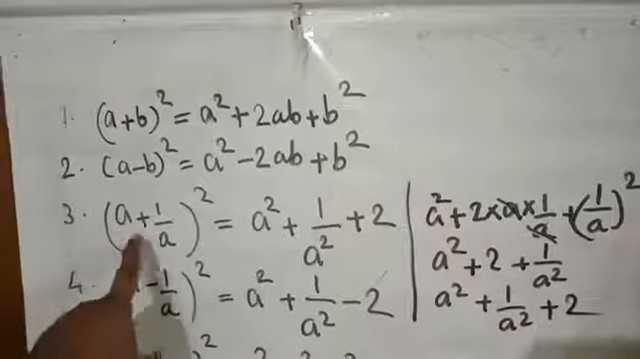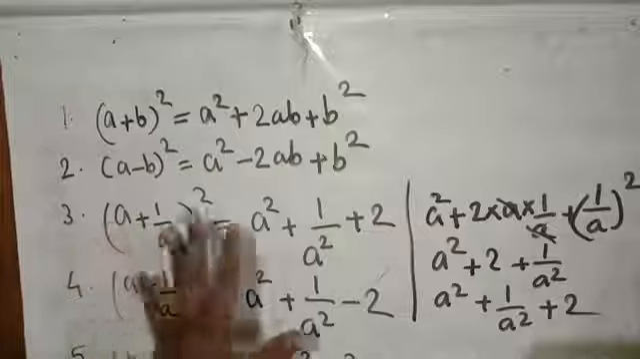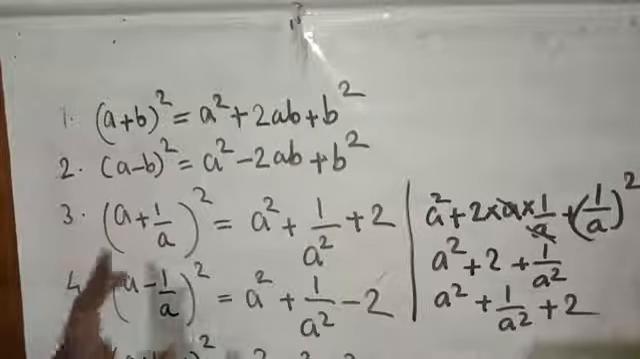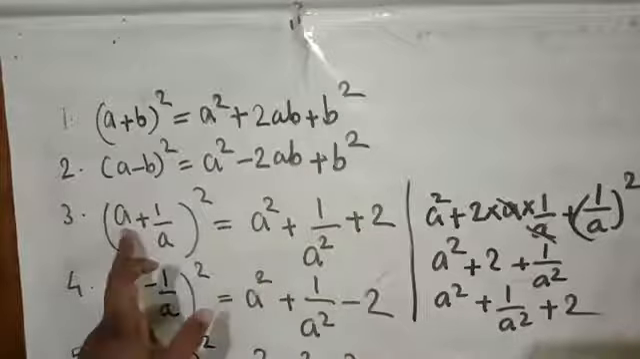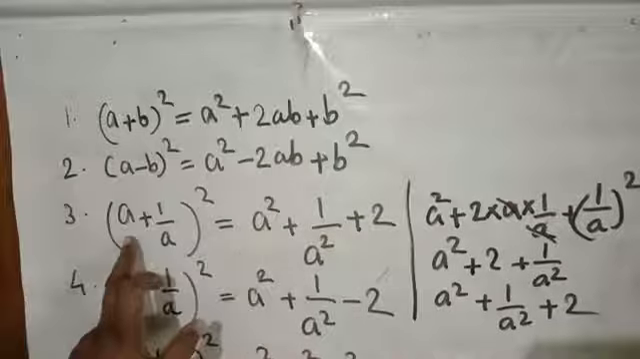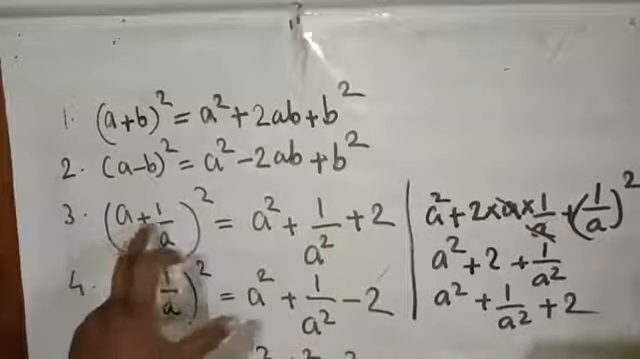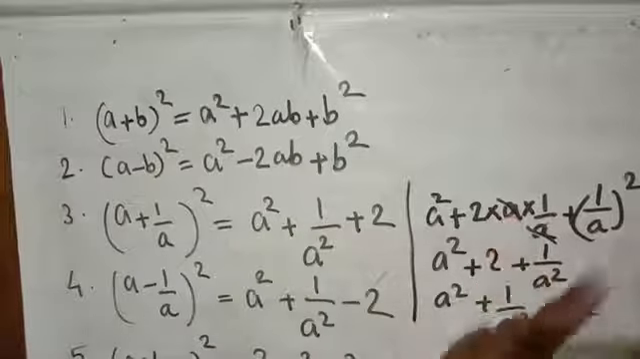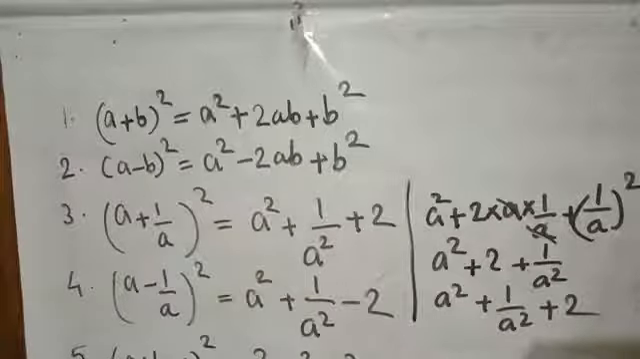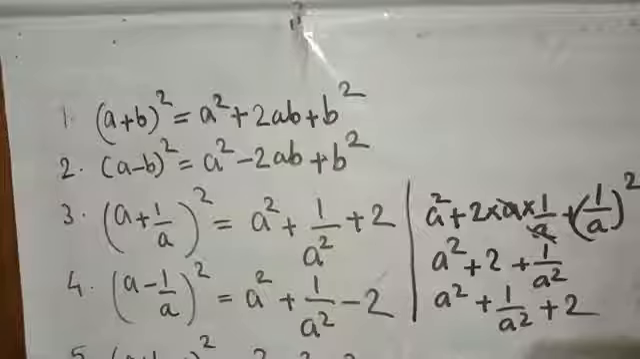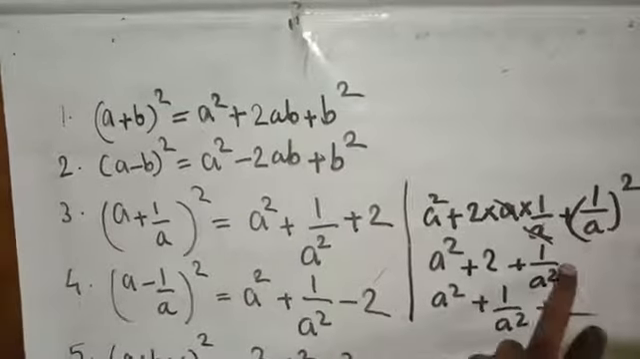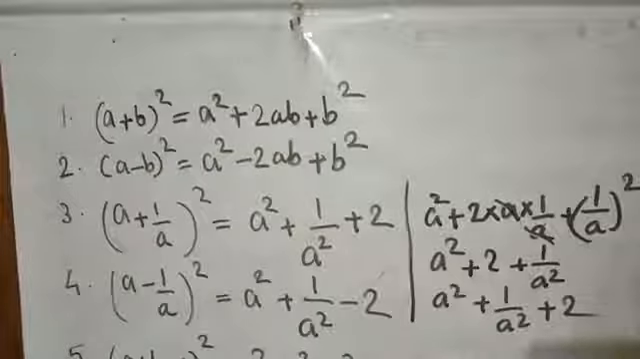See, the third one, a plus 1 by a the whole square. We know the formula: a plus b the whole square is a square plus 2ab plus b square. Here, a square plus 2 into first term a, second term 1 by a. This a and this a get cancelled, since one a is in the numerator and another in the denominator, so only 2 is there. Plus second term square: 1 by a the whole square is 1 by a square. Now arranging this, that is a square plus 1 by a square plus 2.